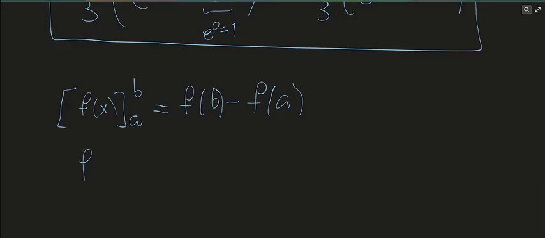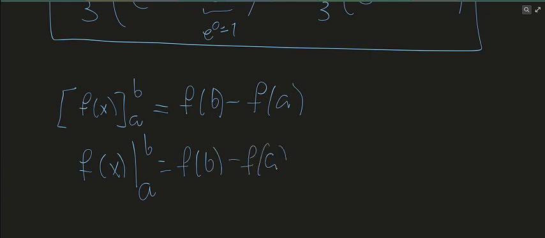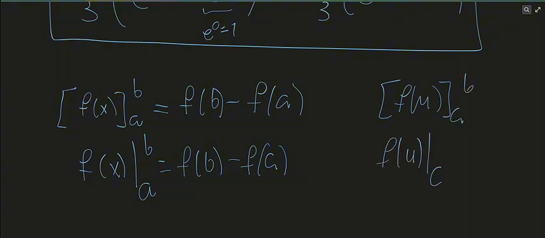Also, another way of writing this is with a vertical bar like this, which also means f of b minus f of a, or any other variable if you like. Same thing for f of u from a to b. Literally, it doesn't matter which variable. The point of those curly brackets, or that big bar with a on the bottom and b on top, means plug in and subtract top minus bottom.